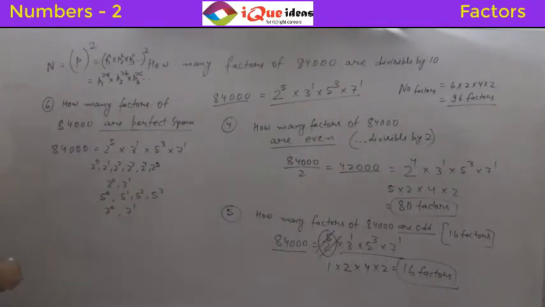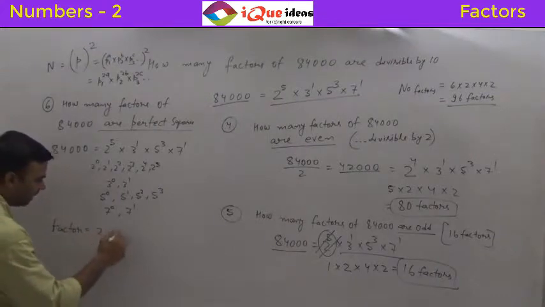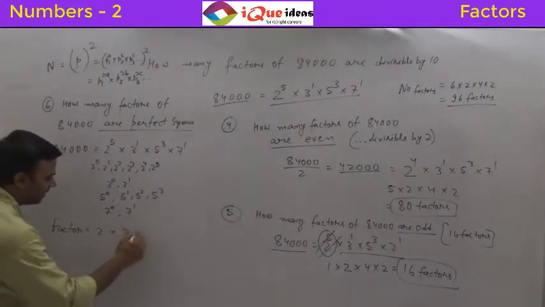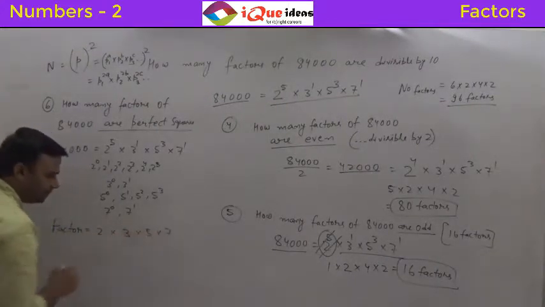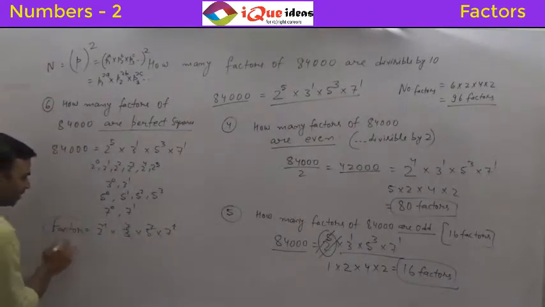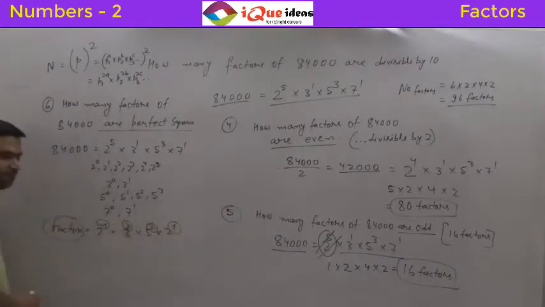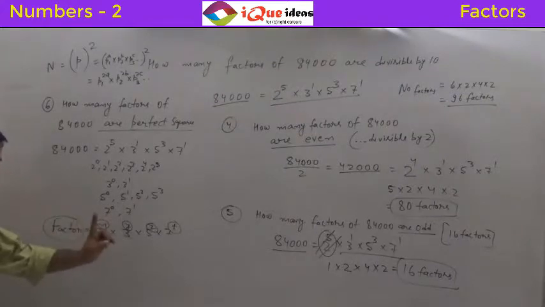Now see, I want to create a factor which has a power of 2, which has a power of 3, which has a power of 5, which has a power of 7. Let's say x, y, z, t. But I want this factor to be a perfect square. So if I want this factor to be a perfect square, each of these prime factors should have a power which is only an even number. Okay?